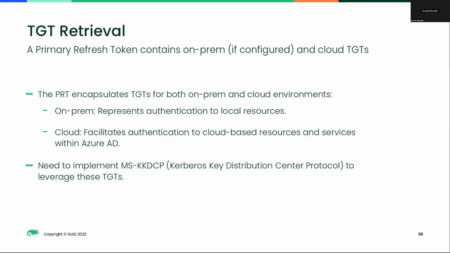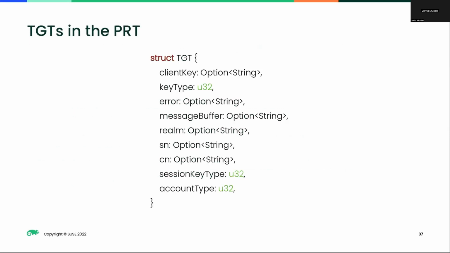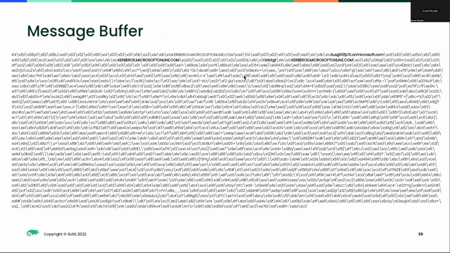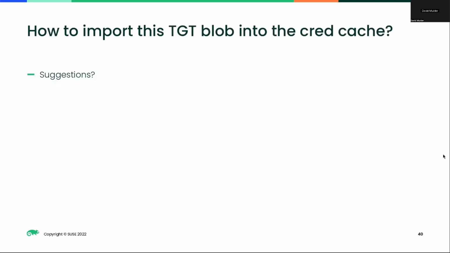I haven't implemented or utilized any of this yet. This is what the structure basically looks like. And here's an actual readout from one. I dumped this yesterday, communicating with Azure. You get this message buffer blob, and if you base64 decode that, it appears to just be a TGT. No surprise there. It looks like it's just a raw TGT that's dumped into a buffer and sent to us, which is convenient. Now the question is, what do we do with that?